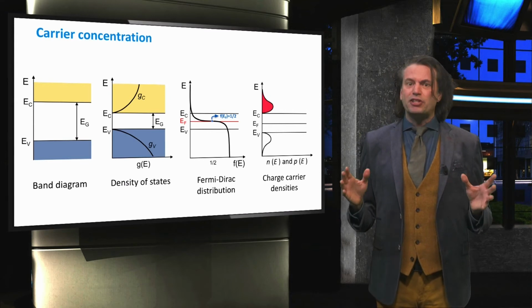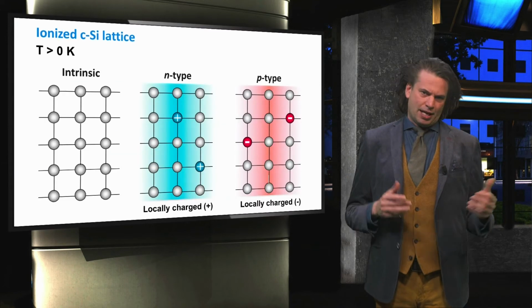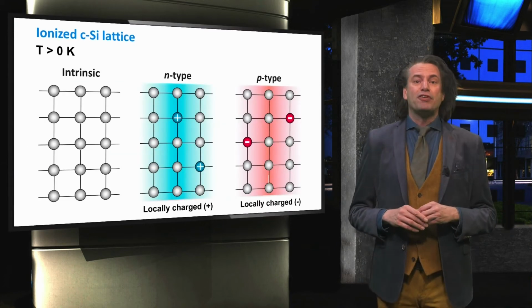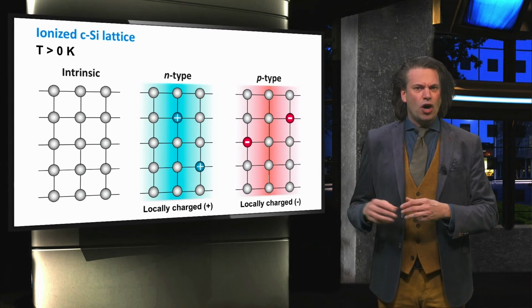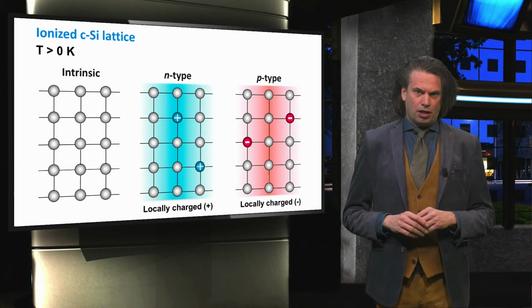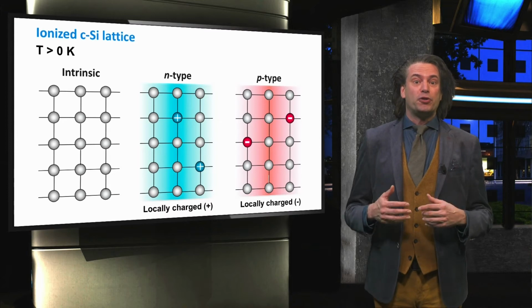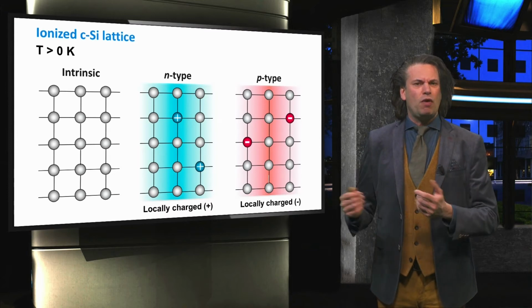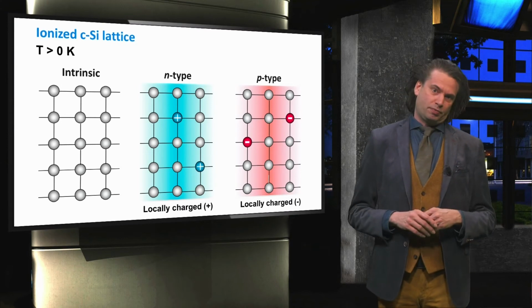This changes when the semiconductor is doped with dopant atoms. N-type dopants have an additional valence electron with respect to the intrinsic lattice, while p-type dopants have one fewer electron. When integrated in the lattice, N-type dopants therefore produce an additional free electron, while P-type dopants introduce an additional hole.